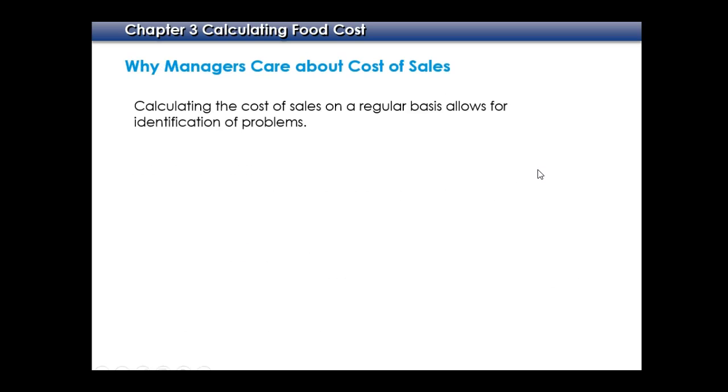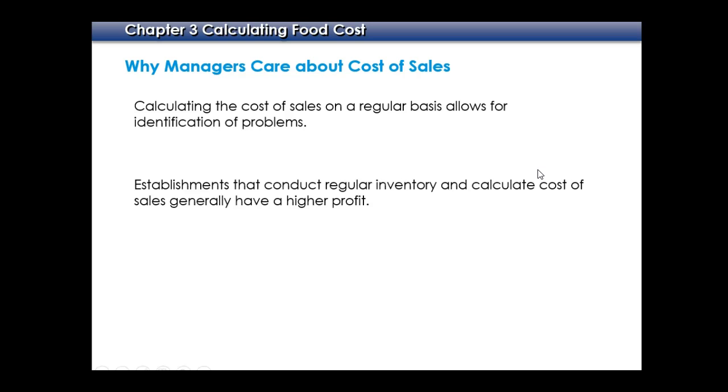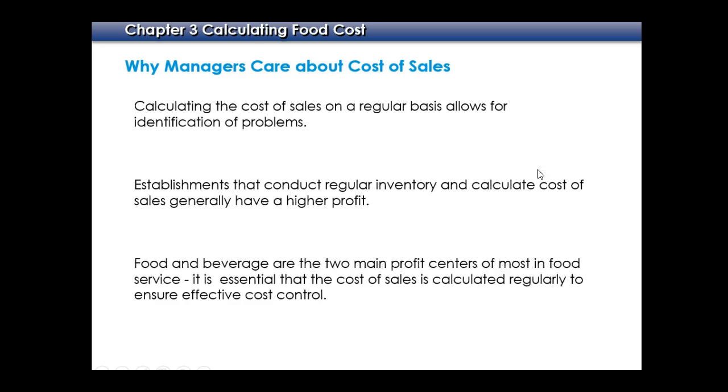So why do managers care about cost of sales? Now, calculating the cost of sales on a regular basis allows us to identify problems. Establishments that conduct regular inventory and calculate the cost of sales generally have a higher profit because they're staying on it. They're able to nip it in the bud, so to say, before it gets out of hand. Now, food and beverages are the two main profit centers in most food services. It is essential that the cost of goods is calculated regularly to ensure effective cost control.